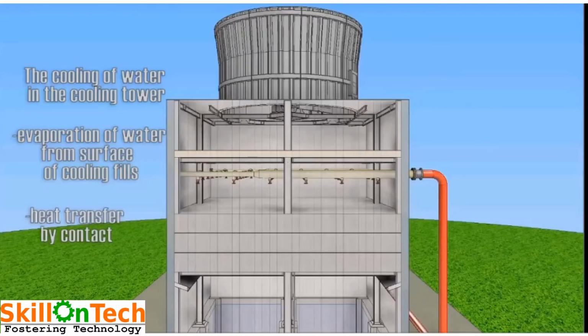FRP is basically fiber glass reinforced plastic. This is the latest development in the technology of construction of cooling towers, because FRP cooling towers have various advantages over wooden and concrete cooling towers. They are corrosion resistant, temperature resistant, and algae also does not deposit much over FRP. FRP is lightweight, therefore the cost of construction of the cooling tower is also very less.